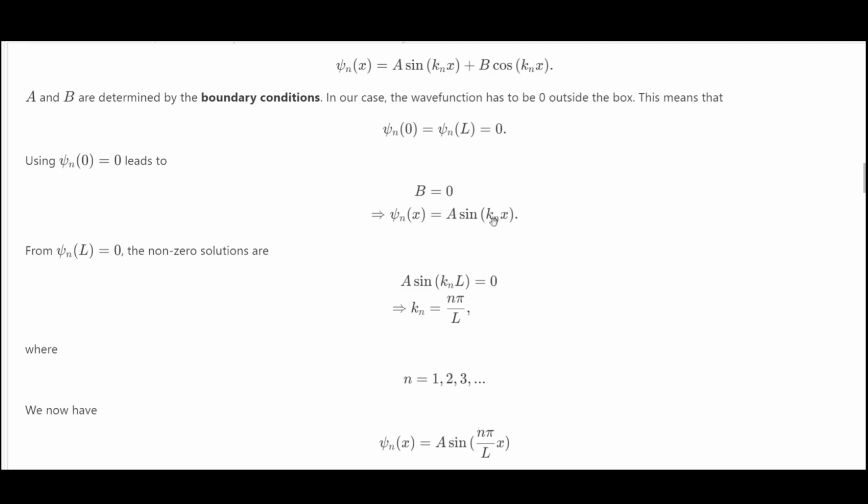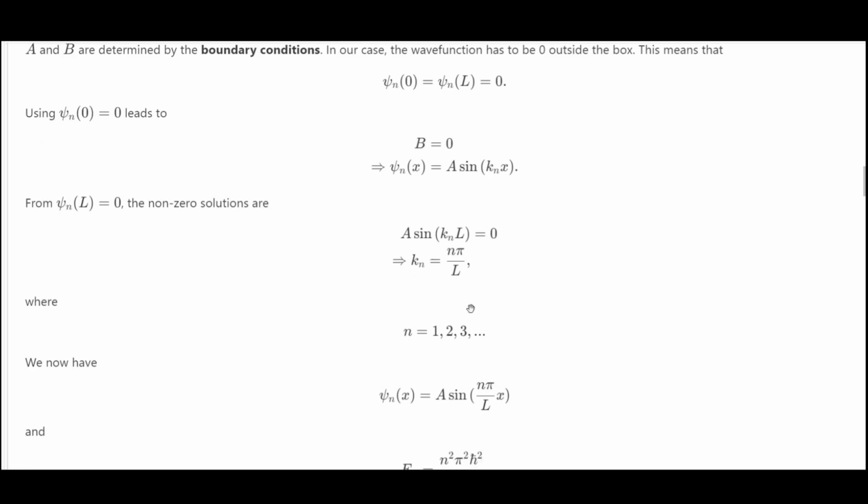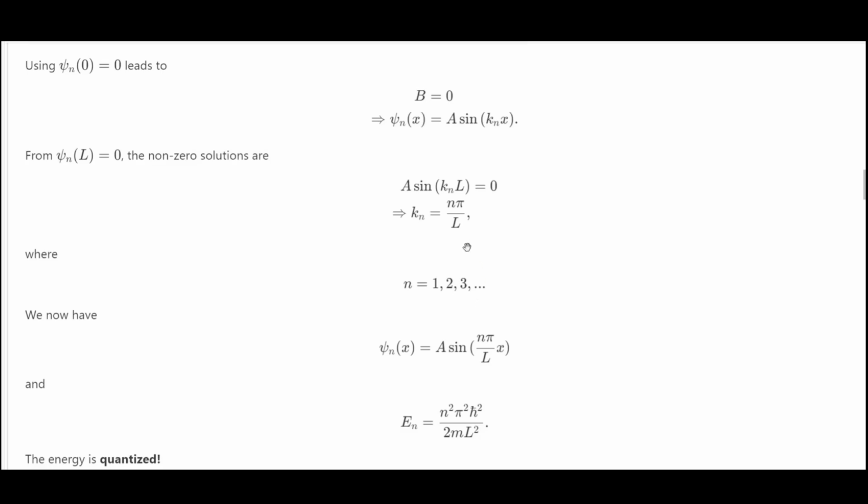The only possible non-zero solutions for this wave function to be 0 there is that this k n has some particular value which enters this sine function. And here we see that for this sine to be 0, there has to be some kind of integer entering the value of this k. Here we are only interested in values of n which are 1, 2, 3, and so on, because n equals 0 would mean the trivial 0 solution, and we don't want that. So n is an integer starting from 1 and then goes to 2 and 3 and so on.